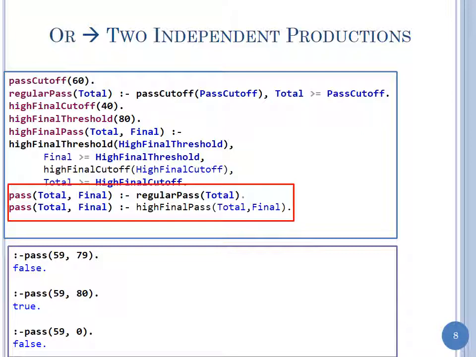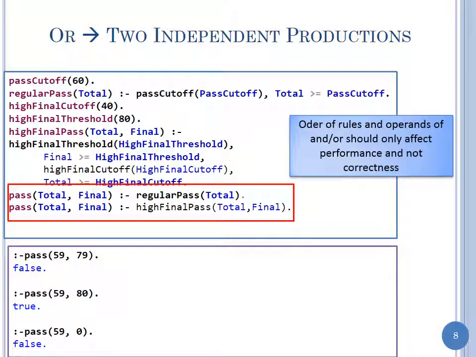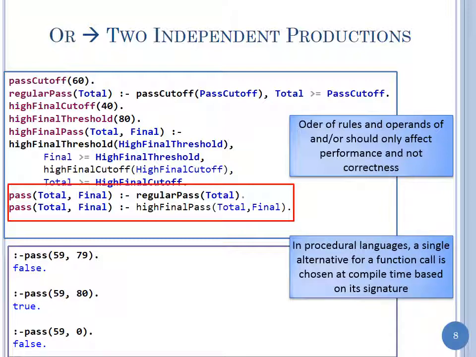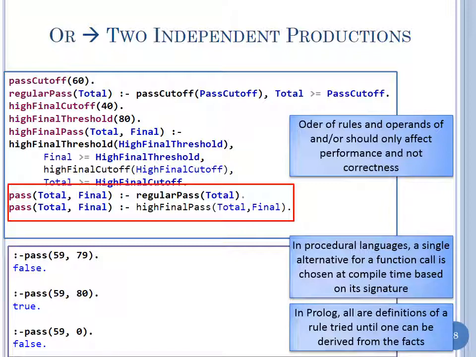And if you do the final assignment, you'll write a Prolog interpreter in ML, and you'll really see what that is. This is a unification algorithm that it uses. So, order of rules and operands of AND, OR should only affect performance and not correctness. And in procedural languages, a single alternative for a function call is chosen at compile time based on its signature. In Prolog, all are definitional rules, and they are tried until one can be derived from the facts and rules.